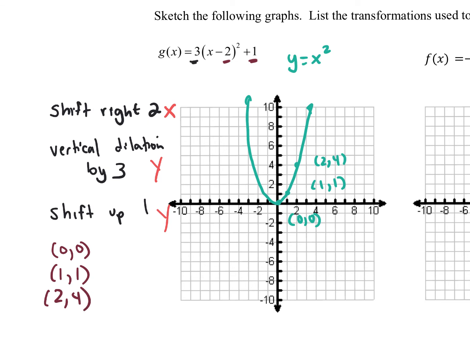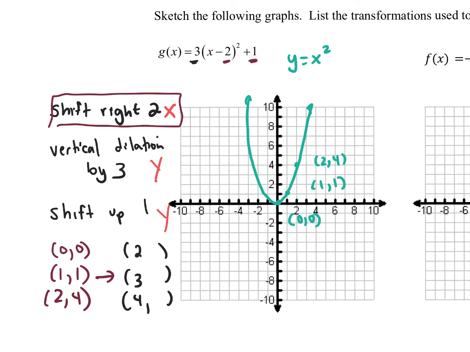And then I'll do everything that I have to. So for example, the only thing with the x is shift right 2. So I'm just going to add 2 to all the x's. So that's going to be 2, 3, and 4. So you can almost envision that's going to move all those x values to the right, and that's going to make our graph over there somewhere in the first quadrant.